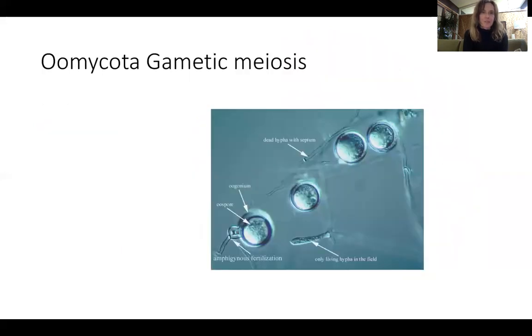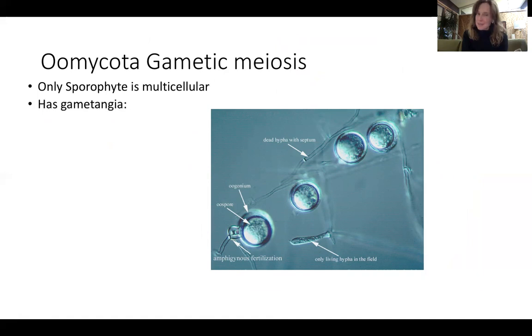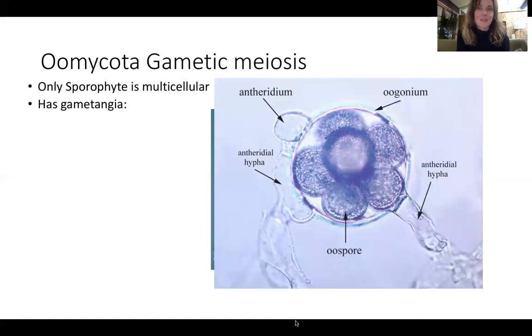So it's got gametic meiosis, and you can see here the oogonium. It's got a giant oospore. It looks like a fungus. I swear to God, these things look like fungi, but they're not. Only the sporophyte is multicellular. It has gametangia. Like I said, let's look at that a little bit more closely.